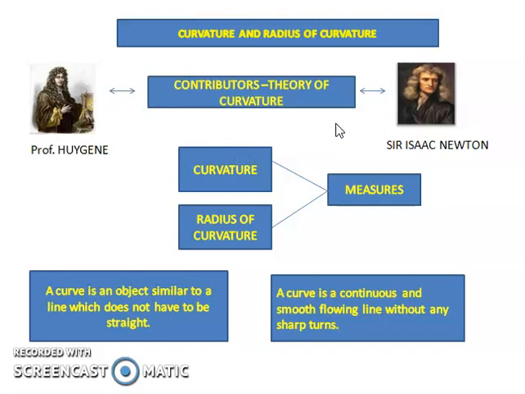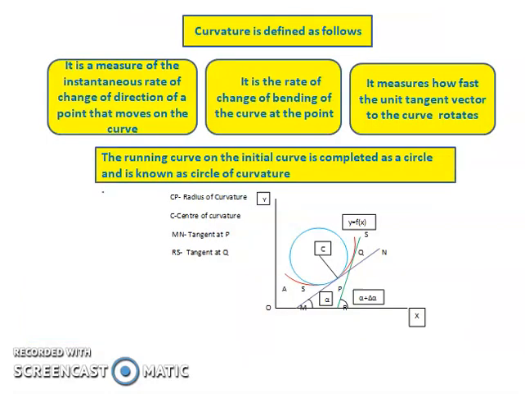The pioneers who have contributed to this theory of curvature and radius of curvature are Professor Eugene and Sir Isaac Newton. Curvature and radius of curvature are measures like length, time, mass, etc. Before getting into the concept of curvature, we should know what we mean by a curve. A curve is almost similar to a straight line which does not have any sharp turns.